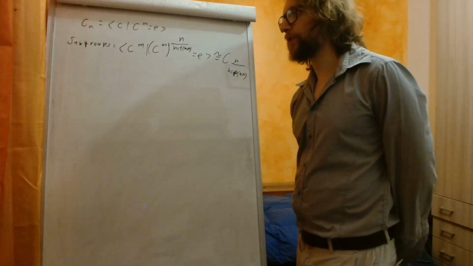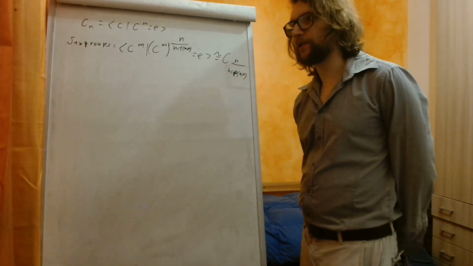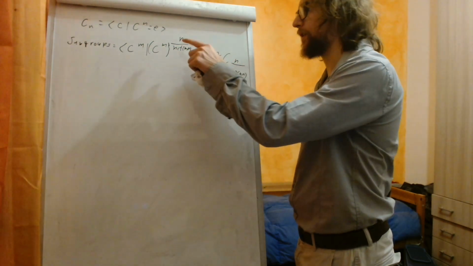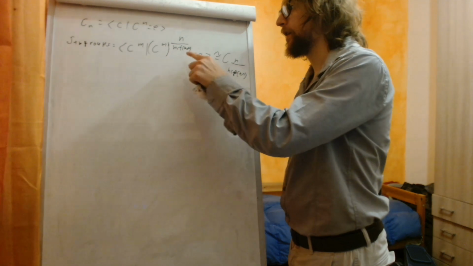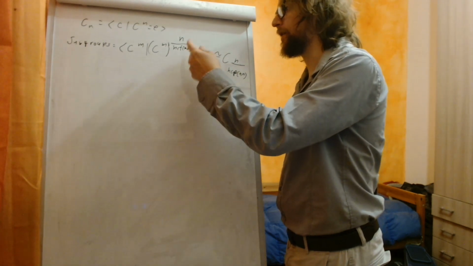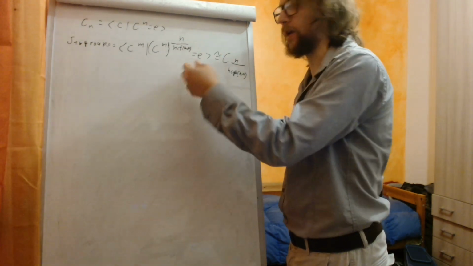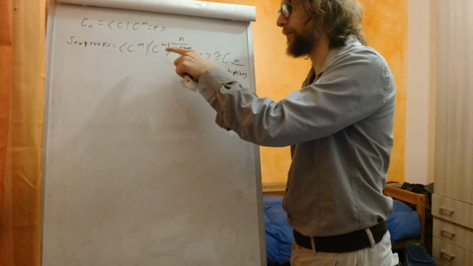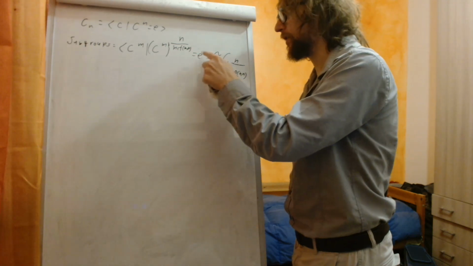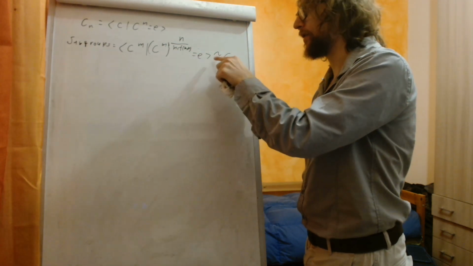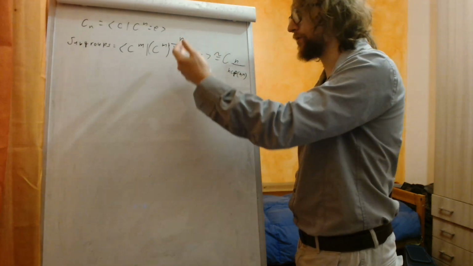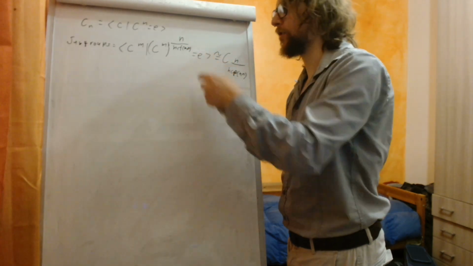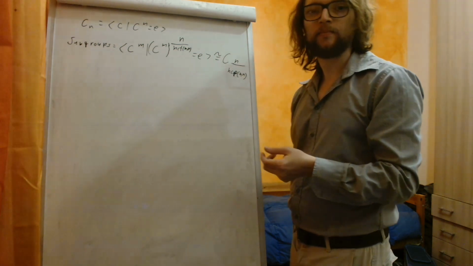So the subgroups of the cyclic groups are those subgroups generated by c to the m with order n divided by the highest common factor between m and n, because obviously, as we have seen, this is the least possible number for which c to the m elevated to this is the identity. And these are all isomorphic, as you see, to the cyclic group of order n divided by the highest common factor between m and n.